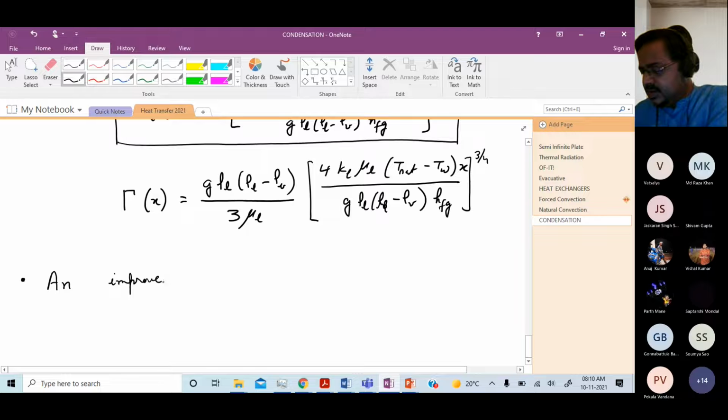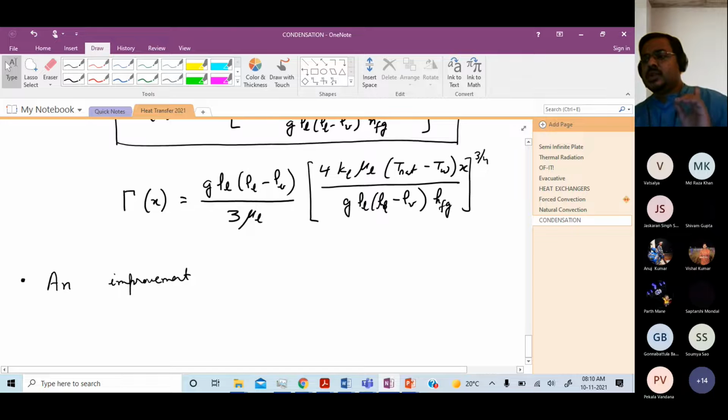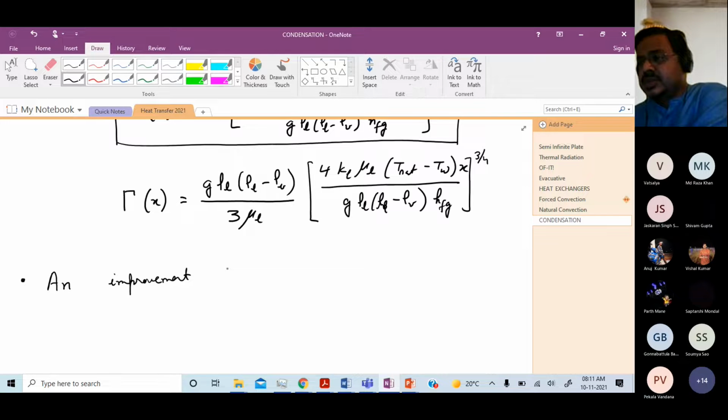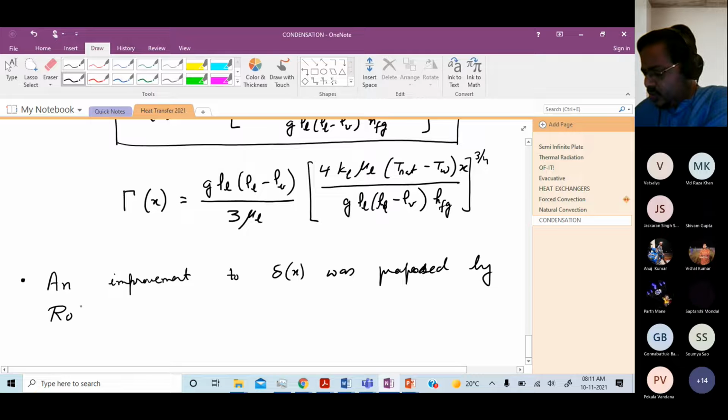He said that in this expression for delta x, which you see here, we need to include the thermal advection effects or convection effects. To do that and improve it, he suggested a change in this expression, which we are going to see. So let us write this: an improvement to delta x was proposed by Rohsenow, okay?